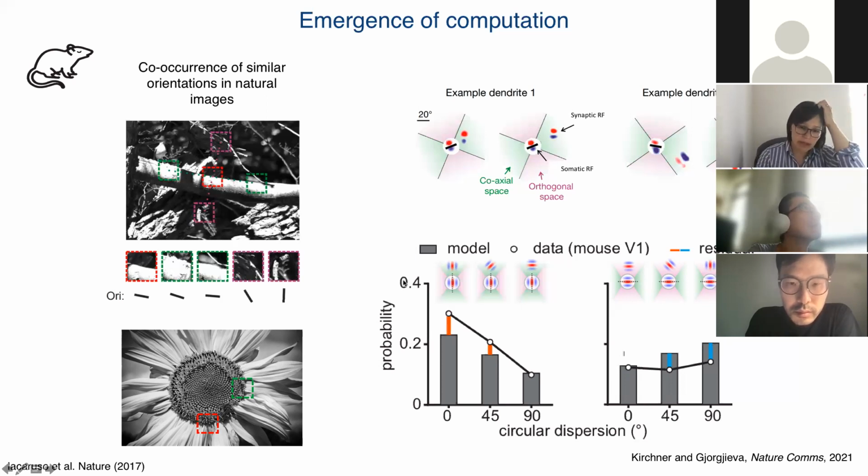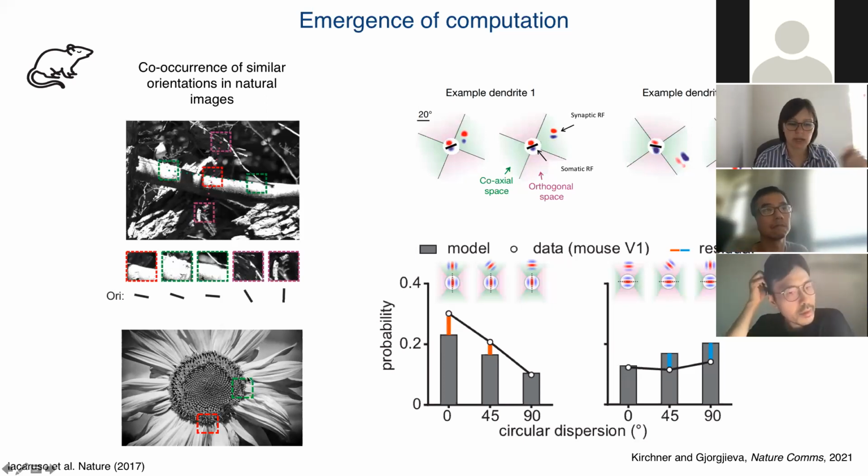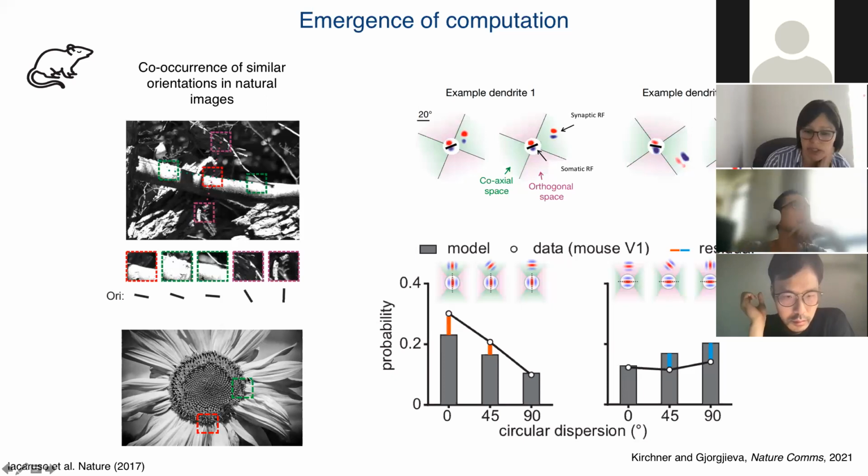And we hypothesized that this might be good for something else. We think that this might be good for the detection of collinear features in natural images. So while the overrepresentation in coaxial space tends to be good for the representation of these long edges in natural images, we think that the overrepresentation of orthogonally oriented synapses relative to the soma in this orthogonal space might be good for the detection of these collinear features. So that if the soma is looking at, for example, a region that has this horizontal orientation preference, the synapse might be looking at this one that has an orthogonal orientation preference. So you could kind of detect these collinear features that exist in natural images.